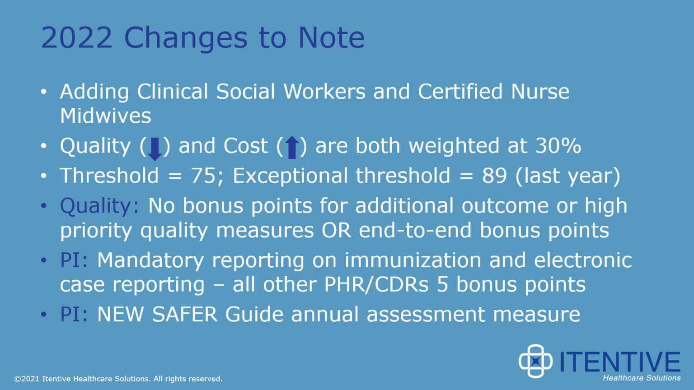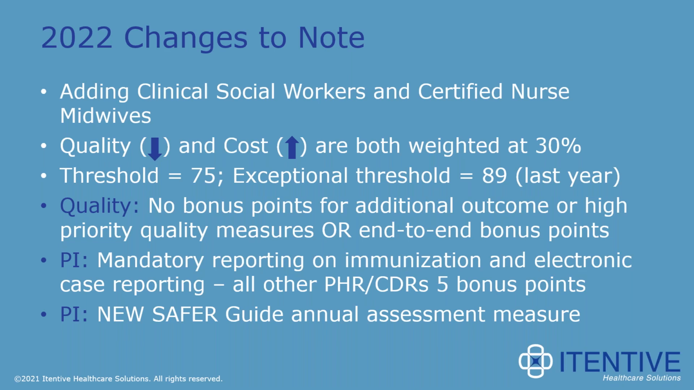The thresholds changed this year. So the threshold to avoid a penalty went up by 15 points. It's now 75 points to even avoid a penalty in the program. It was 60. And the exceptional performance threshold, again, it's only for 5 years. Next year is actually the last year for this. It only went up by 4 points this year. So if you score above an 89 composite score, you're part of that exceptional performer category.